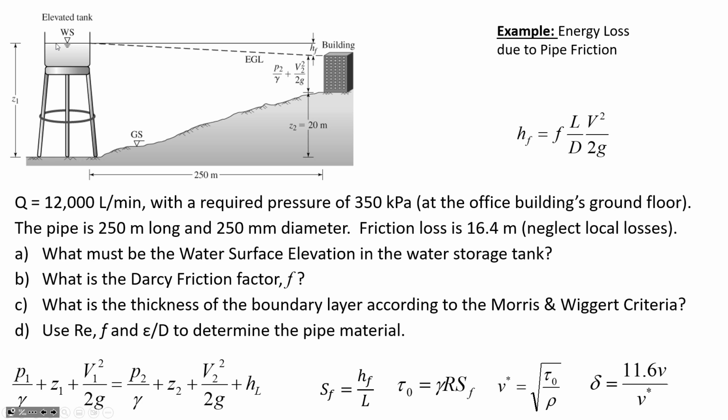And we know location 2 is the base of the building, the office building's ground floor. So that's location 2, and we know some things about that as well. We know that the pressure at 2 should be 350,000 newtons per meter squared. That's P2. What's gamma? What value should I use for gamma, since we're in SI units? 9.81. Good. 9810 newtons per meter cubed.